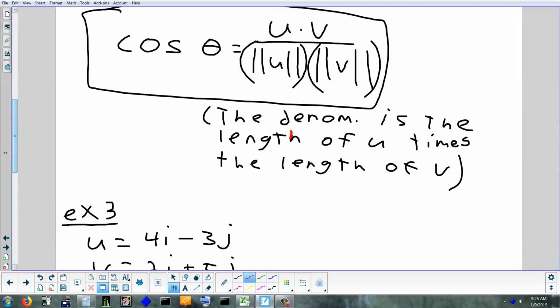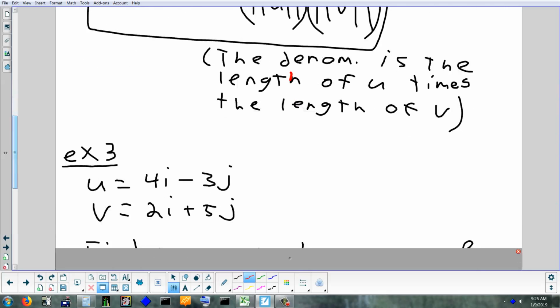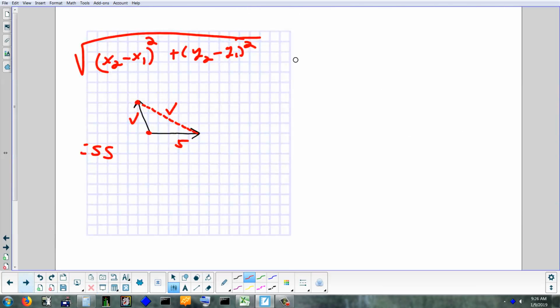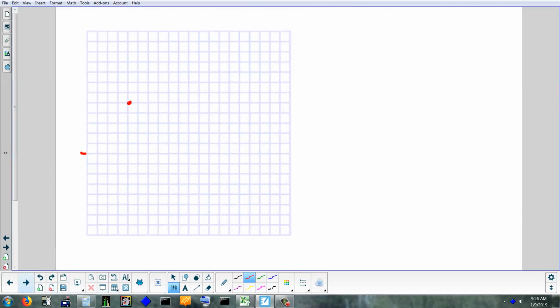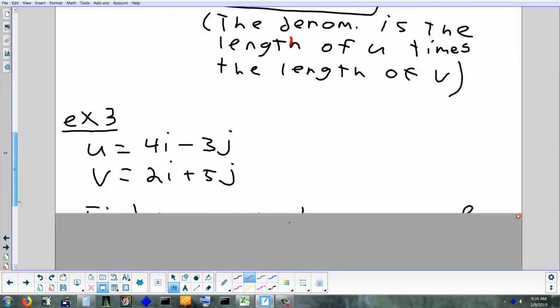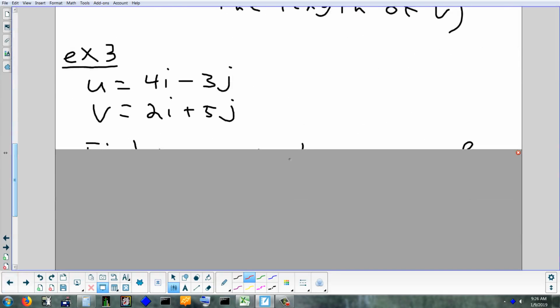Okay, so let's look at an example. So we've got the vectors 4i minus 3j and 2i plus 5j. Let me sketch them real quick, just kind of get an idea of maybe what we think the angle should be. So the first one is right 4, down 3. So let me start here. Right 4, down 3. Looks like that. The next one is right 2 and up 5.